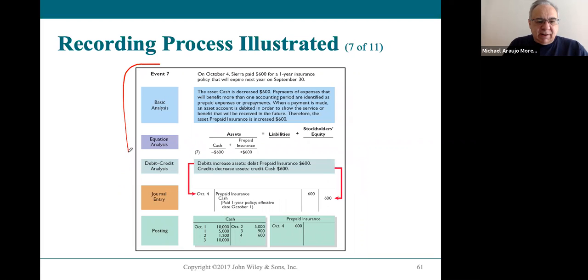The 7th event here, lots of analysis that we did, right? By the time we were done with our analysis, we knew that we had more prepaid insurance, which is on the debit side, less cash on the credit side. That's what we put in our journal entry. Debit, prepaid insurance, 600, credit, cash, 600. That's how it looks in the journal. When we post it into the individual account, again, this $600 debit is going into the prepaid insurance account to show we have more of it. And this $600 credit is going on the credit side of the cash account to show we have less of it.